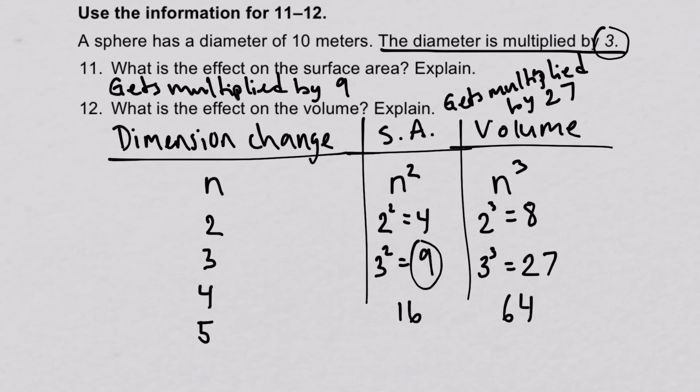5. What happens to the area? It gets multiplied by 25. What happens to the volume? It gets multiplied by 125. And so on. You could make these generalizations for any kind of solid. As long as you change all of the dimensions by the same factor, then you can change the surface area by that number squared, and you can change the volume by that number cubed.